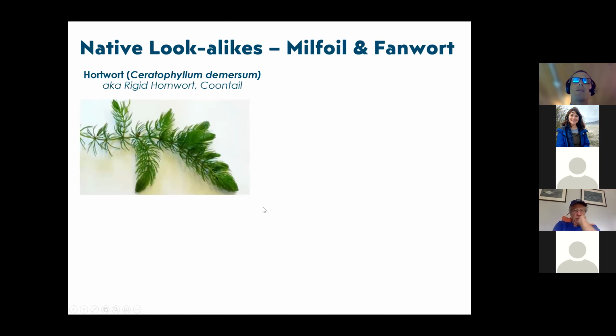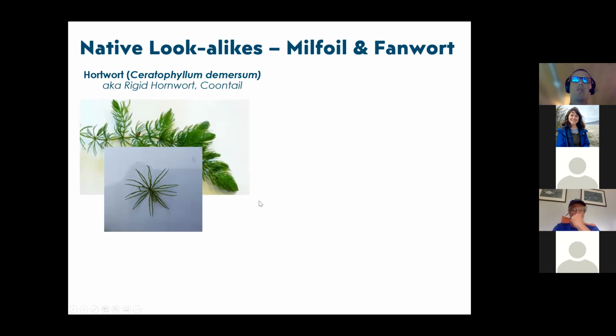One that's pretty common is called coontail. This has a whorled appearance that you can see around. It has these forked leaves that are much more rigid and hold their shape out of water, but there's just one branch to it. So it just comes up and it just forks. So that would be an example of coontail.